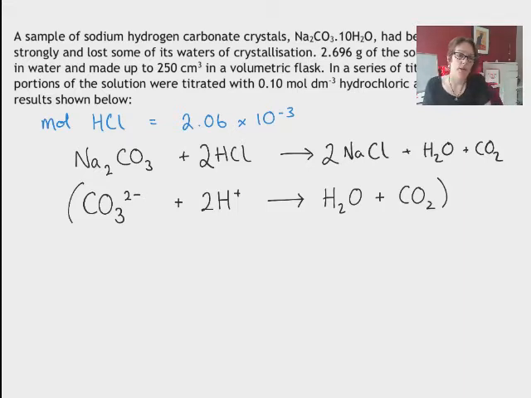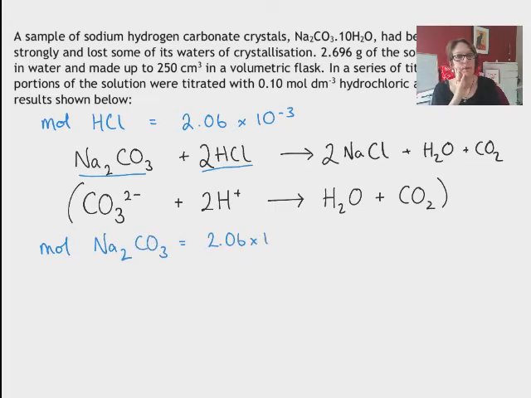Now I have a mole ratio. That means I can work out how many moles of sodium carbonate I have in that flask that I was titrating. So my moles of sodium carbonate is going to be my moles of acid divided by 2. Gives me 1.03 times 10 to the minus 3.